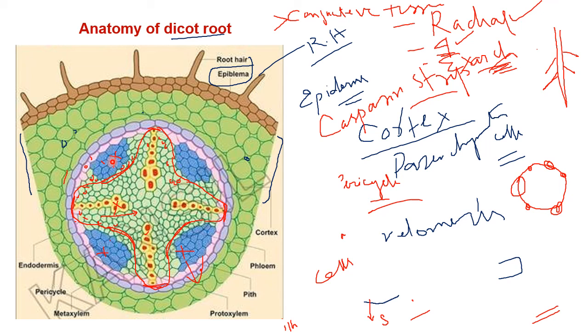Inner to this you have radially arranged vascular bundles. We have 4 xylem and 4 phloem bundles, and the number of radially arranged vascular bundles in a dicot root cannot exceed 4. Between the xylem and phloem strands you have the conjunctive tissue, and centrally located is the pith. This is the general structure of a dicot root.